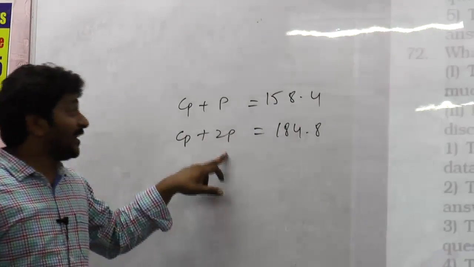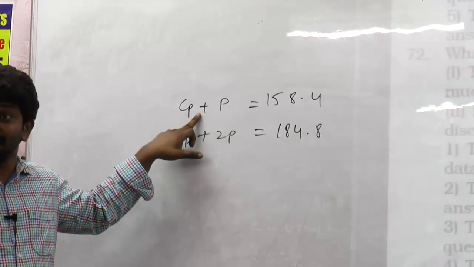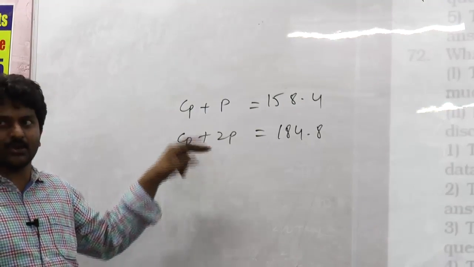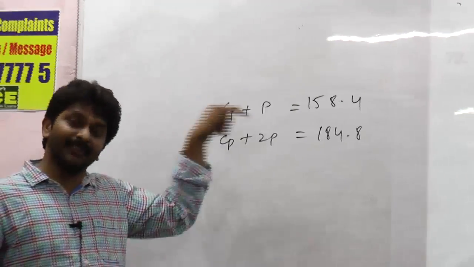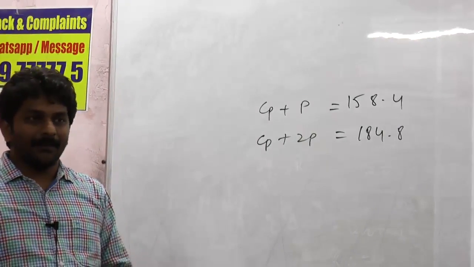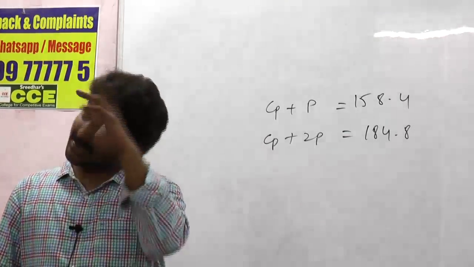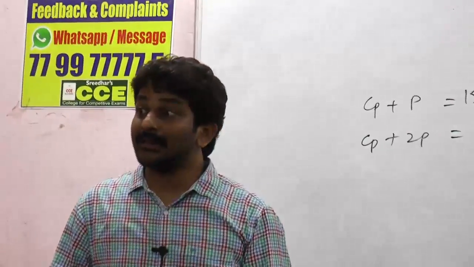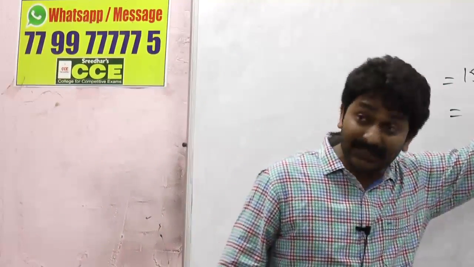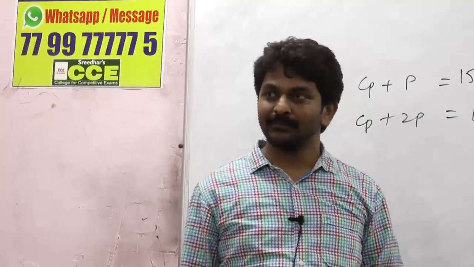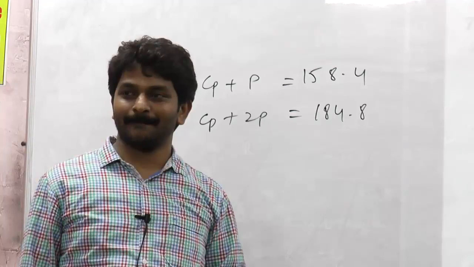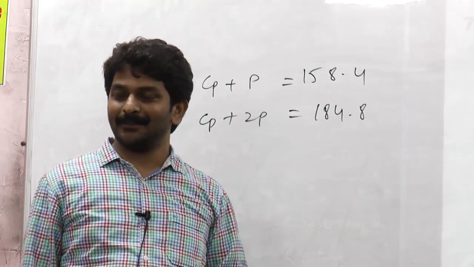Is profit in second case 2 times of the profit in first case, or profit percent obtained in second case is 2 times of the profit percent obtained in first case? Which one is correct? They said in terms of percentage. If information is given in terms of percentage, will you get answer? Will you get answer? Yes or no?